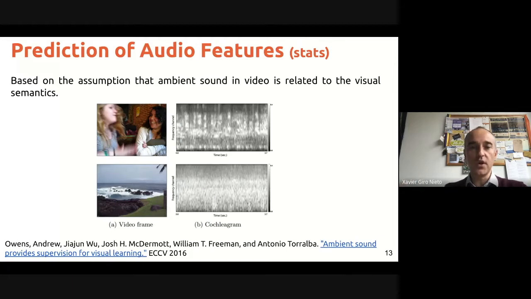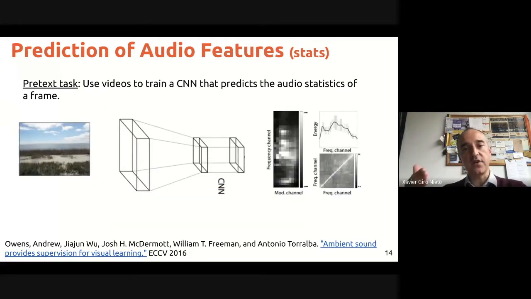In this first work, they trained a neural network with a large amount of video recordings, both the pixels and the audio tracks, and they picked manually some statistics about the audio. I think it was the energy and something else, but I can't remember, you can check the paper. Then they trained a neural network that, given the pixels of the video at the input, tries to predict the statistics of the audio centered on that video frame.